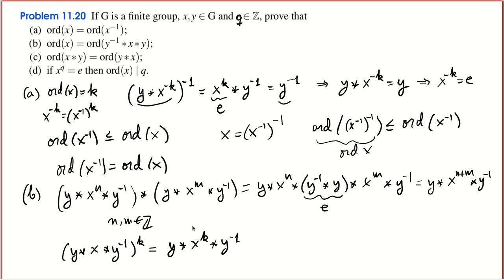All right, now if k is the order of x, then x to the k is the identity, and what we have here is just y times y to the minus 1, which is also the identity.